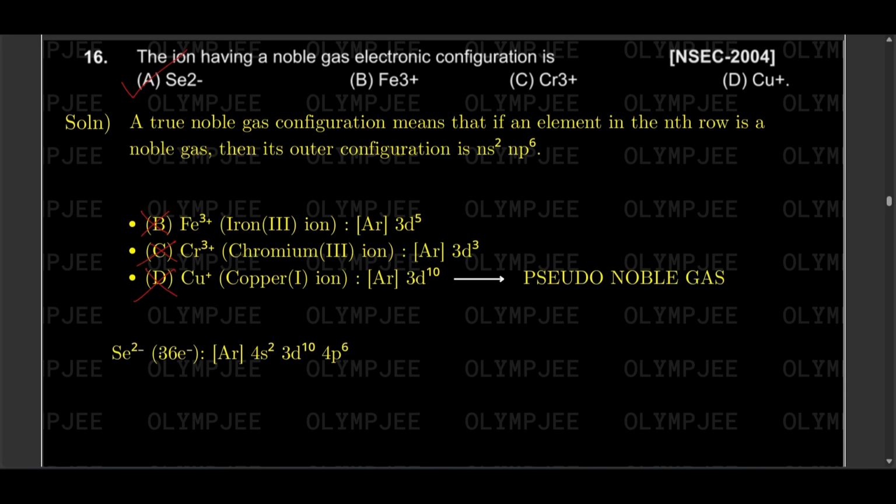Se2- would have 36 electrons, and it has 4s2 and 4p6. Since it is in the fourth row and it has 4s2 and 4p6, it has a noble gas configuration. So this was a nice question.